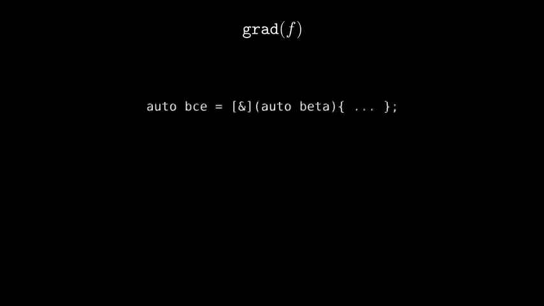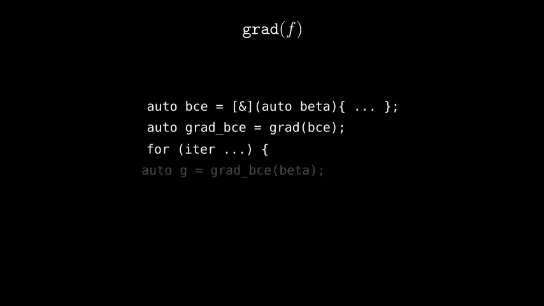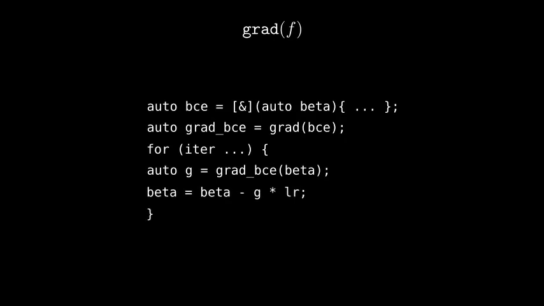Here is where it all pays off: gradient descent. This is logistic regression with a binary cross-entropy loss. Wrap the loss in grad, then loop. Compute the gradient and nudge the weights a small step downhill. Change the loss function, and grad adapts on its own. Nothing else in the training loop has to move.